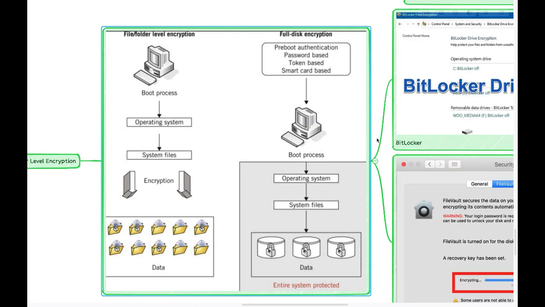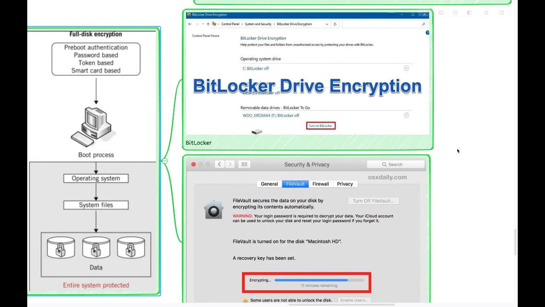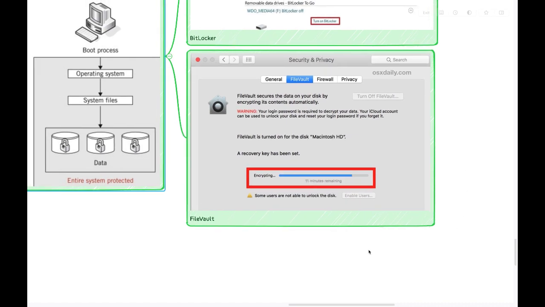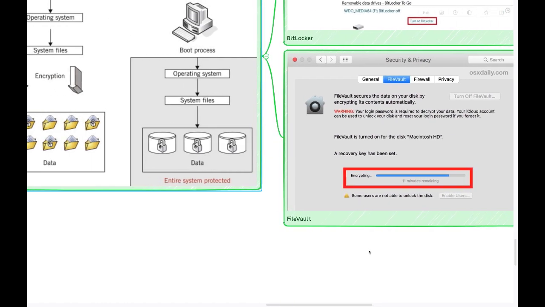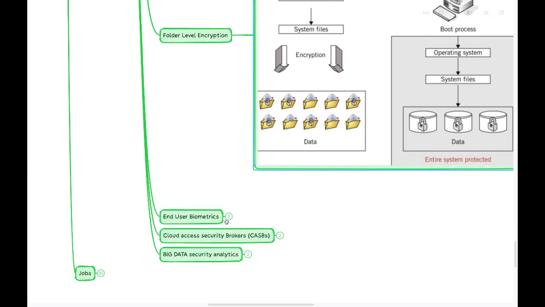Example tools: BitLocker for Windows and FileVault for macOS. BitLocker is a folder-level encryption feature built into Windows operating systems, while FileVault serves the same purpose on macOS. Both tools enable users to encrypt specific folders or volumes, safeguarding sensitive data from potential threats.